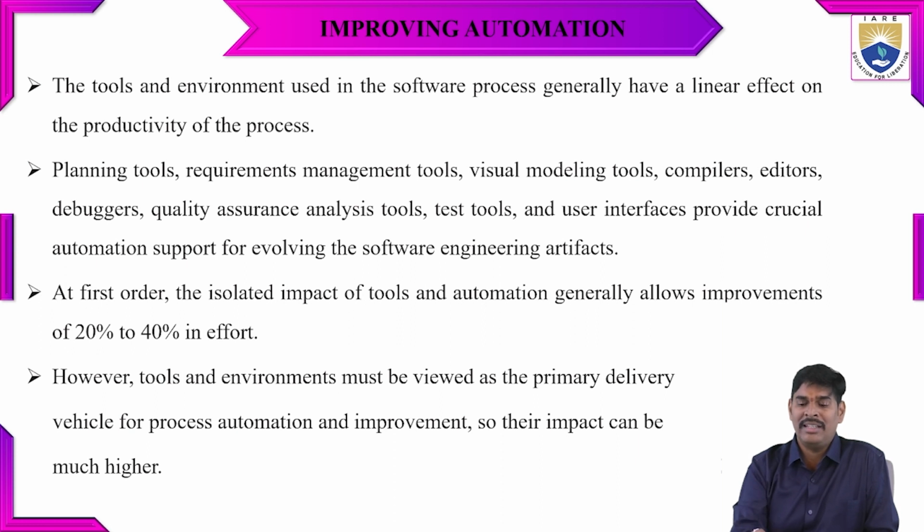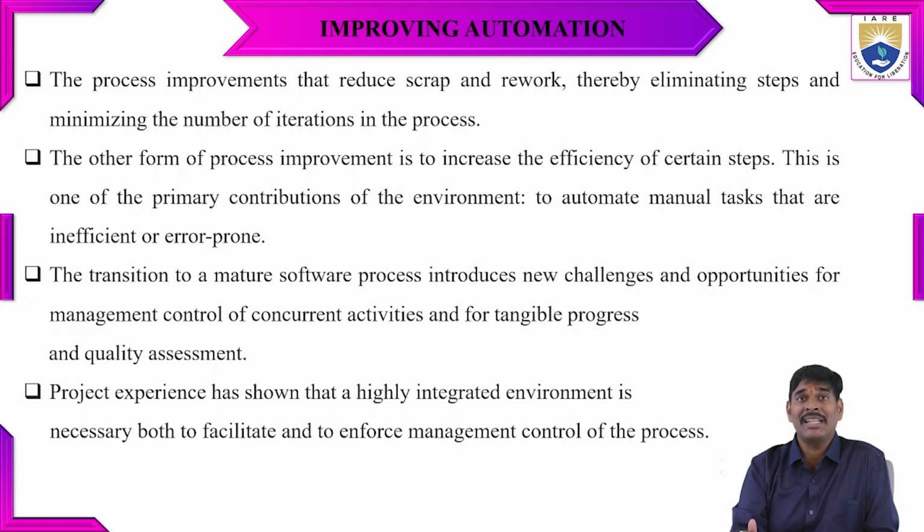So when using these different types of tools, it will be very helpful to complete the task and minimize the time also. When you are taking these considerations, the impact of the tools and automation will be an improvement of 20 to 40%. That's why automation is very helpful to minimize the time and provide a very efficient way, and the productivity also will be improved here. That's why the tools and environment are the primary delivery vehicle for process automation and improvement. That's why the impact is very high when you're considering automation.